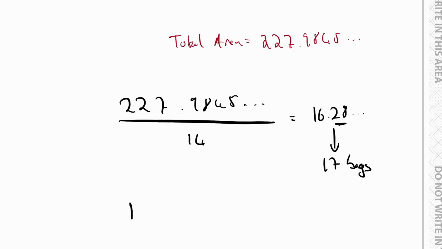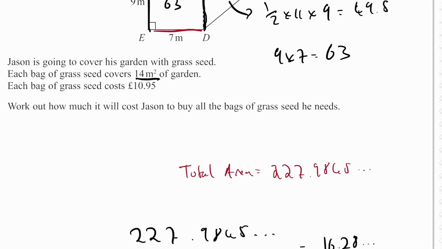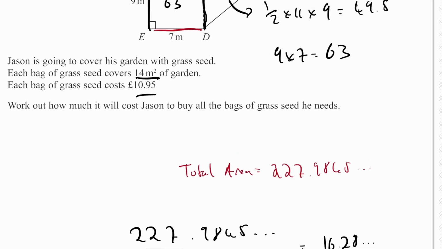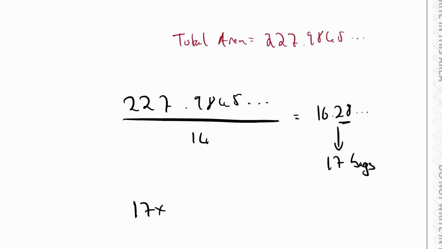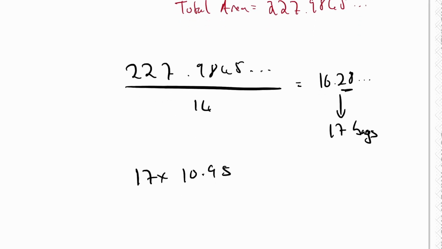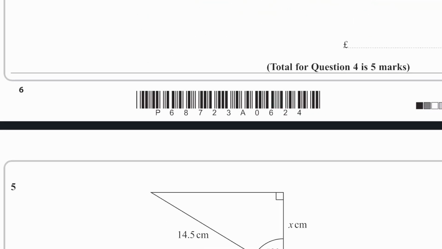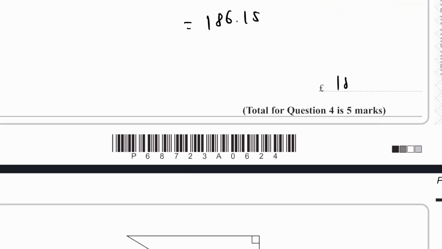And then all you do then is take your 17 and you want to find out the total cost. So the cost per bag, £10.95. So you just do 17 multiplied by £10.95. And it should come out to £186.15. Okay, and yeah, you can put it down there. And that's it for that question.